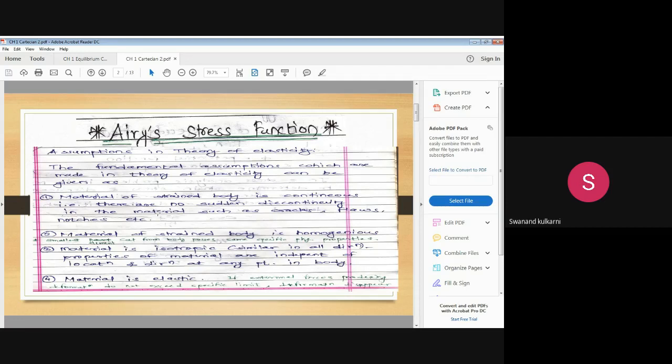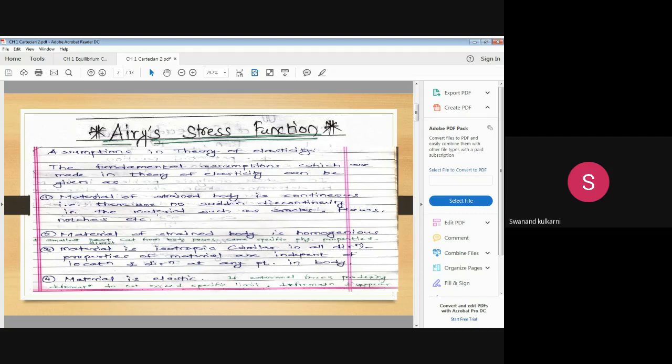Is it okay? So the material is continuous, no kind of discontinuity in the material. It means there are no cracks, there are no flaws, there are no notches. Is it okay? If no cracks are present, no flaws are present, no notches are present, then this kind of material is considered to be continuous material. No kind of discontinuities are present.